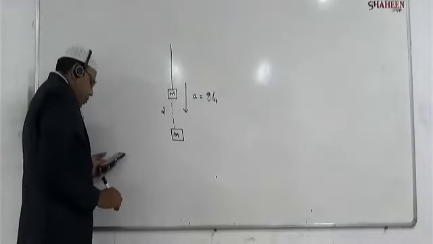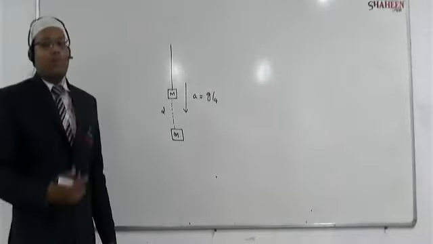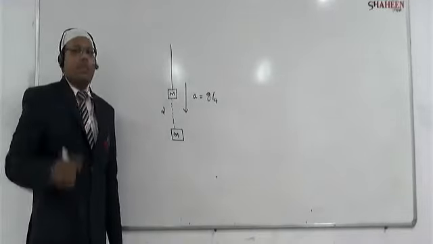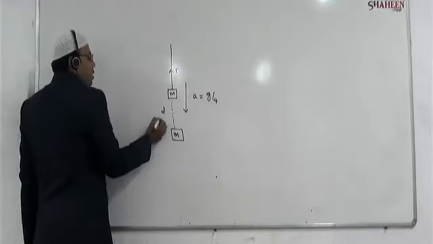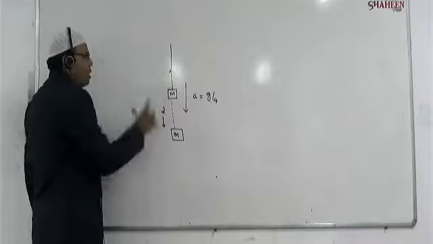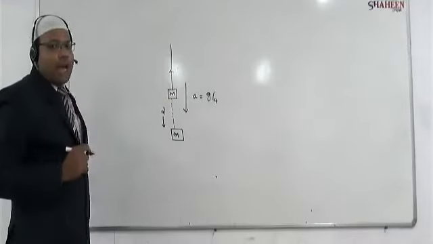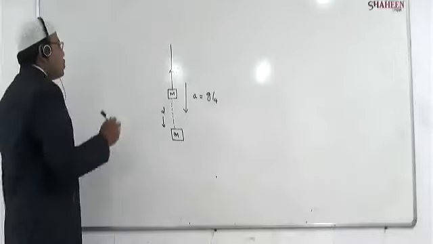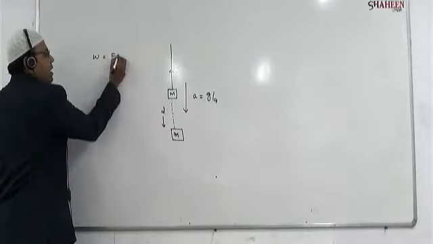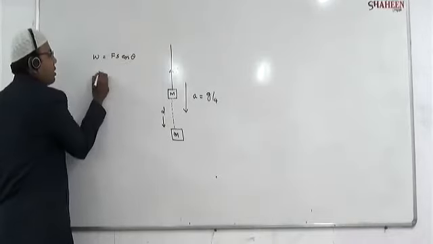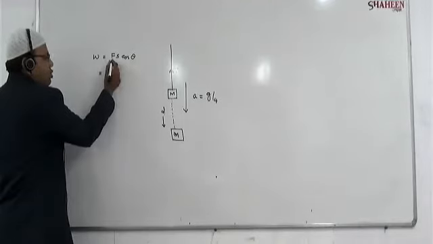So we have to calculate work done by the cord on the block. So work done by the cord means by the string, means it is something like tension in the string. So tension is acting upward, the displacement is downward. So what is the angle here? Angle is 180 degrees. So therefore work done is equal to, you know the formula, F s cos theta. What is F? F is nothing but the tension in the string.